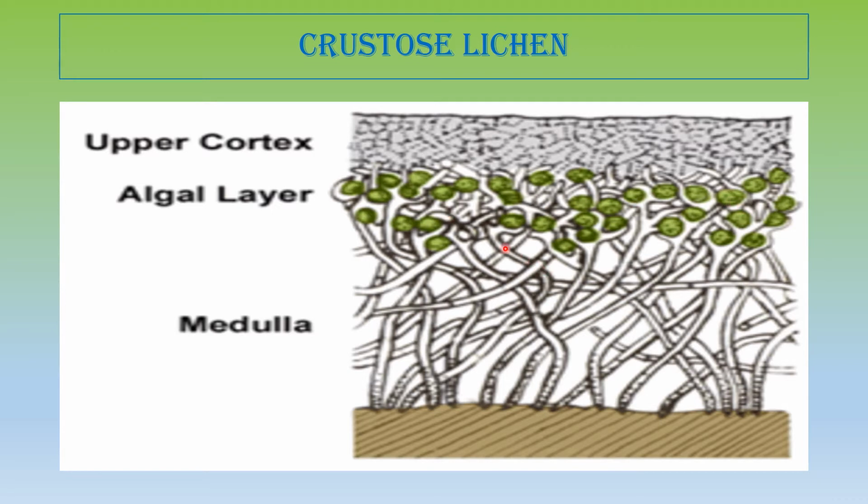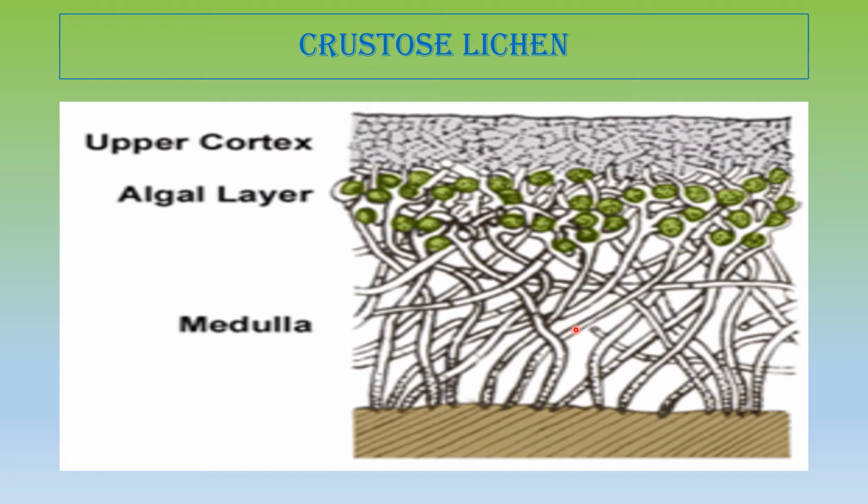and next to the algal layer is the medulla, which is an intertwined fungal hyphal layer, but this hyphal layer is much looser compared to the upper cortex. In the medullary layer, some of the fungal filaments reach down to the substrate and secrete some gelatinous substance from their tips that helps in adhering closely to the substrate.